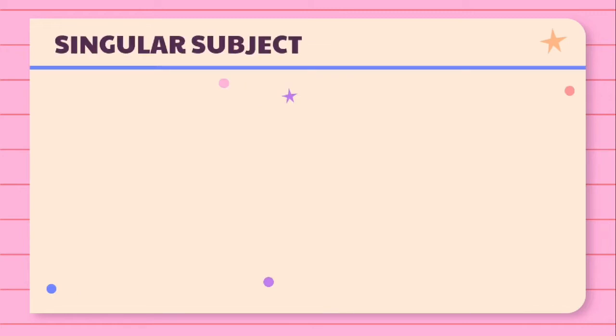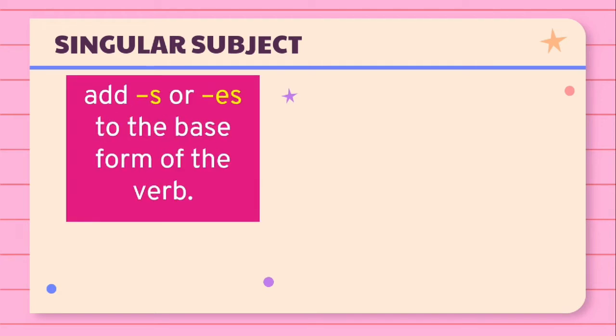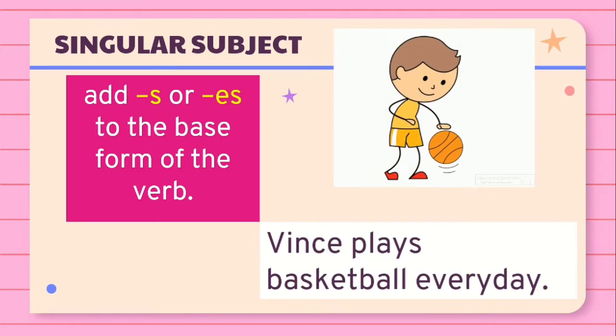Now, what if we have a singular subject in our sentence? We should add S or ES to the base form of the verb. Let's say, for example, Vince plays basketball every day. Who plays basketball every day? So your answer would be Vince. So Vince here is the subject in the sentence. Again, he is the subject in the sentence because he is also the doer of the action plays.